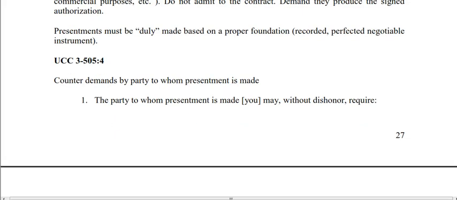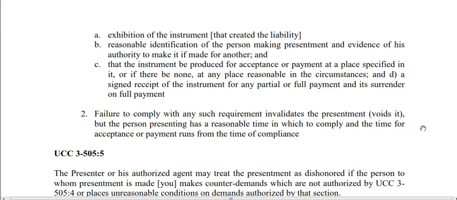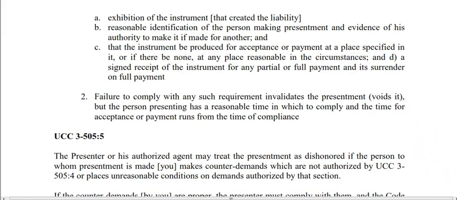UCC 3-505. Counter demands by a party to whom presentment is made. The party to whom presentment is made may, without dishonor, require exhibition of the instrument that created the liability, reasonable identification of the person making presentment and evidence of his authority to make it if made for another, and that the instrument be produced for acceptance or payment at a place specified in it, or if there be none, at any place reasonable in the circumstances, and if signed, receipt of the instrument for any partial or full payment and its surrender on full payment. Failure to comply with any such requirements invalidates the presentment, voids it, but the person presenting has reasonable time in which to comply, and the time for acceptance or payment runs from the time of compliance.